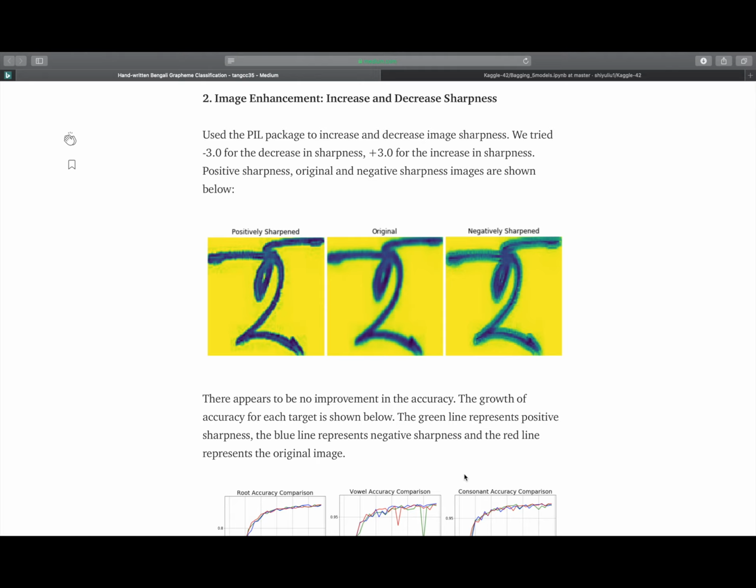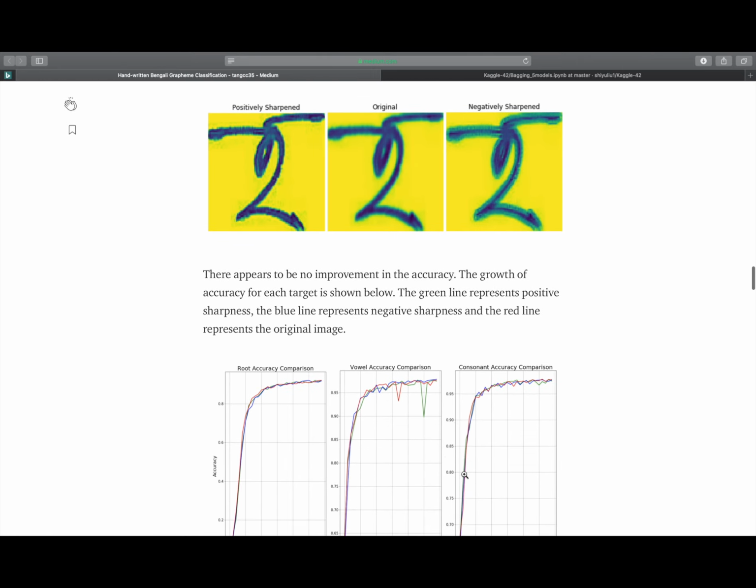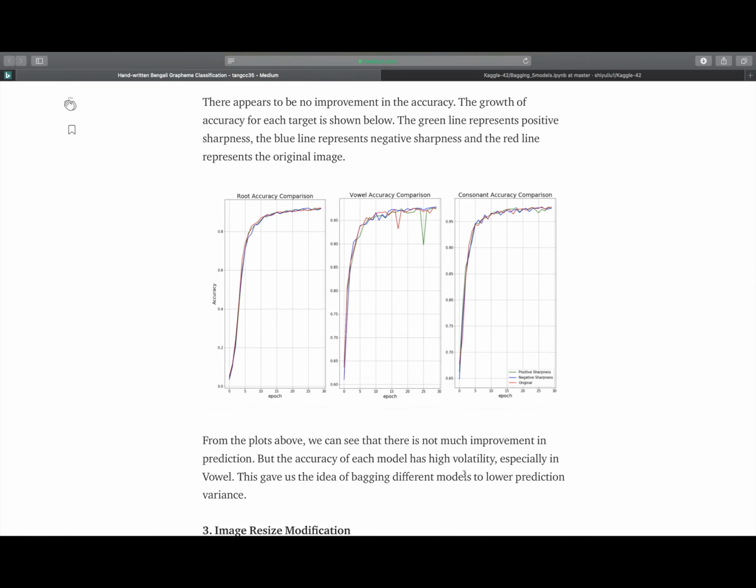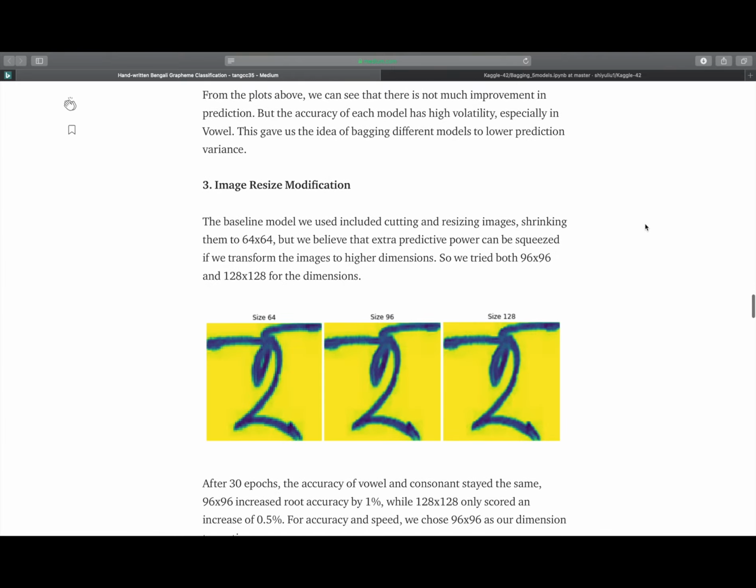The first enhancement we tried is tweaking the sharpness of the images. We wished to use this method to make the key pixels more obvious to our neural network. The range we tried is from -3 to +3. As shown in the graph, changing the sharpness of images did change the image quality quite significantly. However, using the enhanced images didn't really bring improvement in accuracy. Also, the line graphs here suggest high variance in predicting vowel and consonant. This gives us the idea of bagging models in the future.